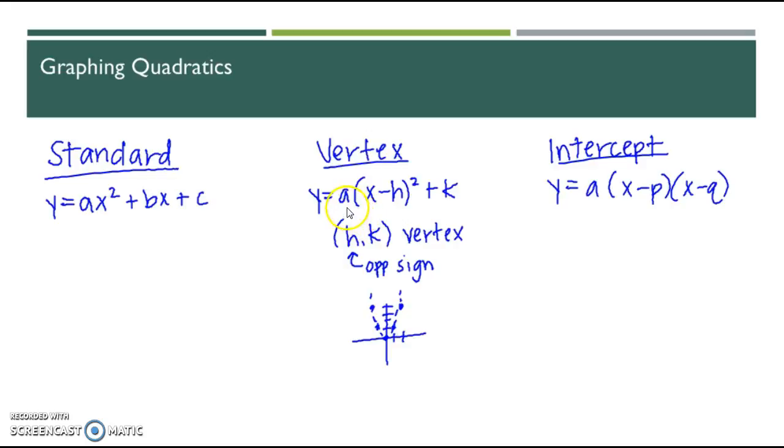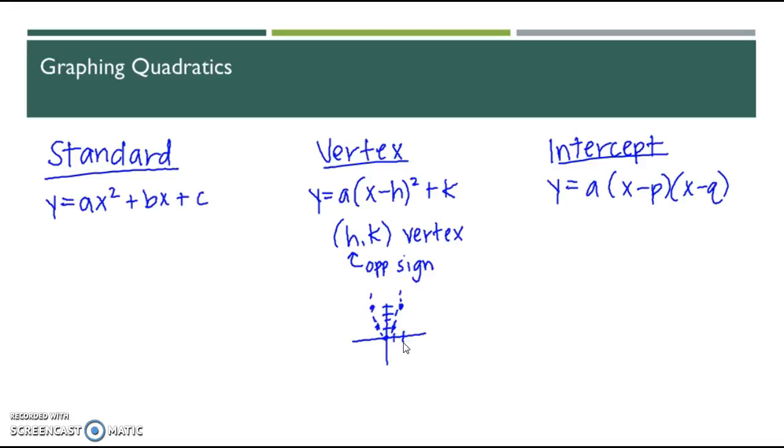So for example, if your a was 2, instead of going up 1 and right 1, I would go up 2 and right 1. And instead of going up 4, right 2, I would go up 8 and right 2. But you just need at least one other point that you can reflect over so you can have 3 points, including your vertex, to graph the quadratic.